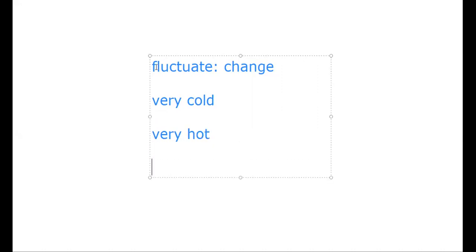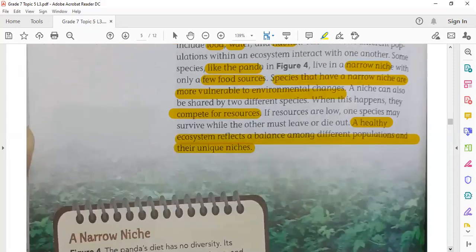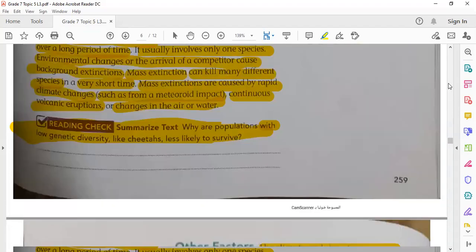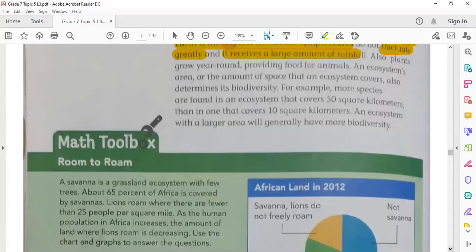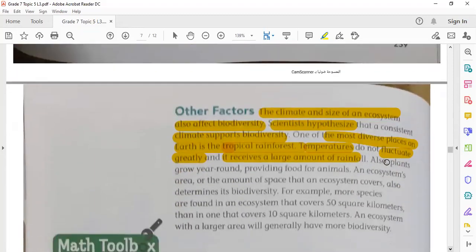But in the tropical rainforest, the temperature is always stable, or it is always warm. There are no fluctuations in the temperature. The climate in the tropical rainforest is very good. There is a large amount of rainfall, and the temperatures do not fluctuate.